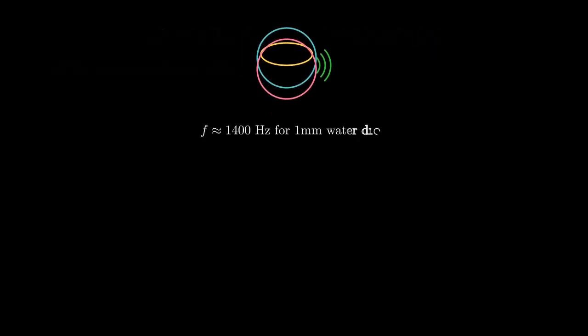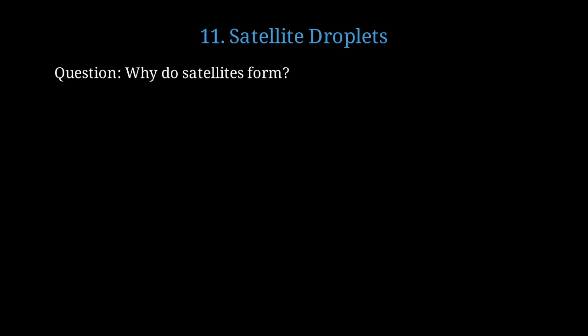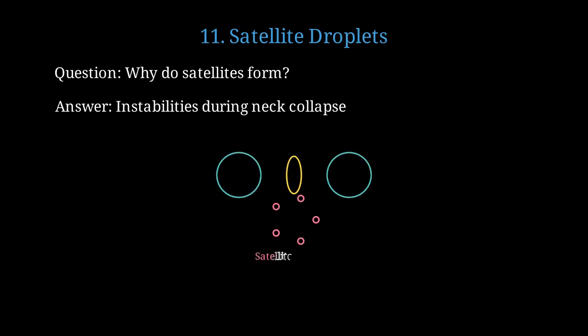For a 1 millimeter water droplet, this frequency is approximately 1400 Hz, well into the audible range. Sometimes coalescence creates tiny satellite droplets. Why do these tiny satellite droplets sometimes appear during coalescence? The answer lies in instabilities that develop during the collapse of the liquid neck between droplets. The neck can pinch off irregularly, creating tiny satellite droplets that fly away from the main merged droplet.